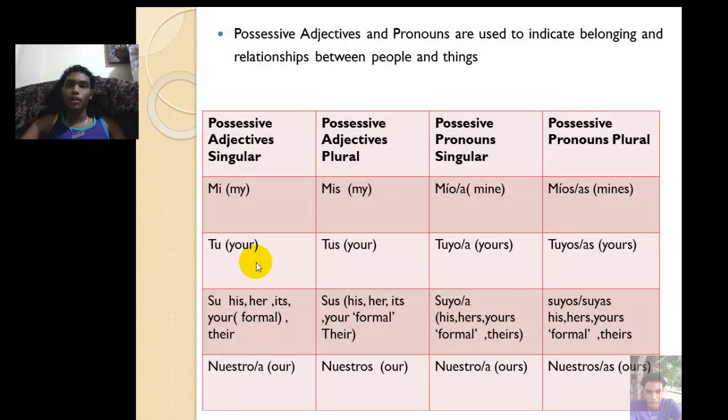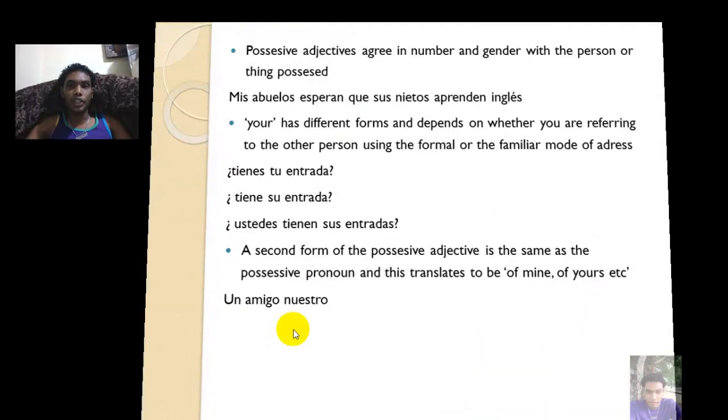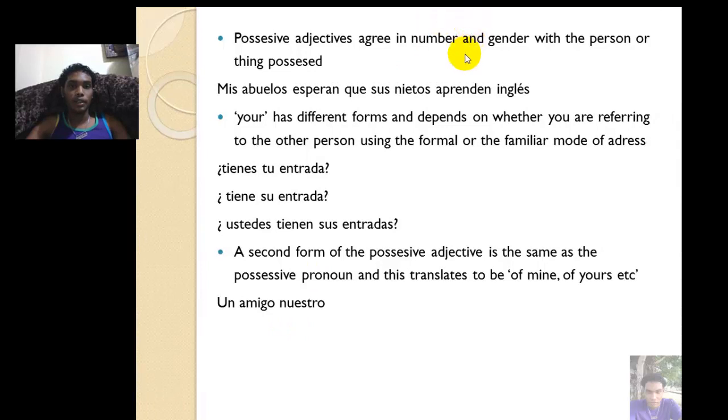Possessive adjectives and pronouns are used to indicate belonging and relationship between people and things. So you can pause the video and take a note of these, because as long as you know your vocab and these tables, you should be prepared. They agree in number and gender with the person and thing possessed. Mis abuelos esperan que sus nietos aprendan inglés. My grandparents hope that their grandchildren learn English.